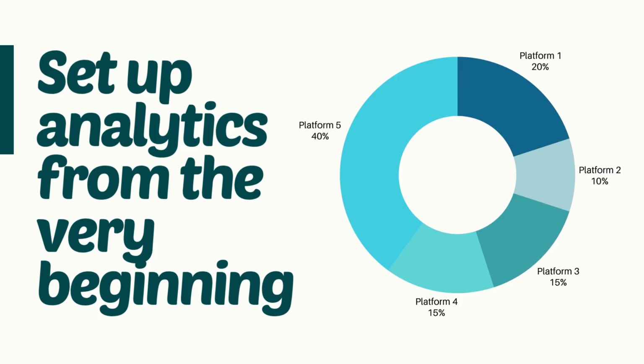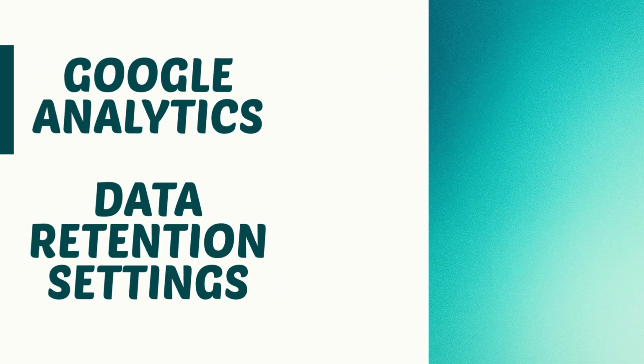1. Set up analytics from the very beginning. Make sure you have an analytics system in place on your website or app, such as Google Analytics or Amplitude. This helps you track user behavior from the start and can guide your decision on which ad platform to begin with. If you're using Google Analytics, don't forget to adjust your data retention settings.